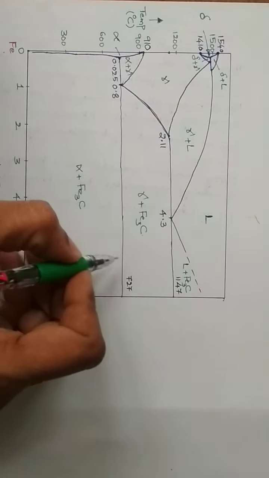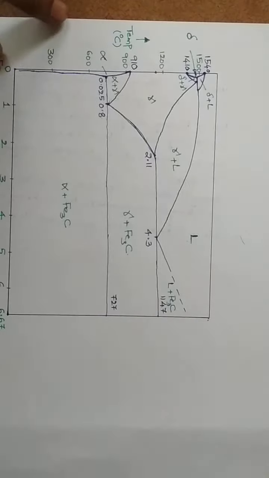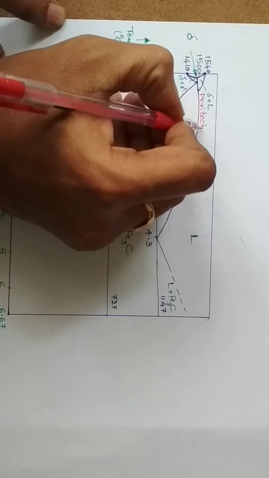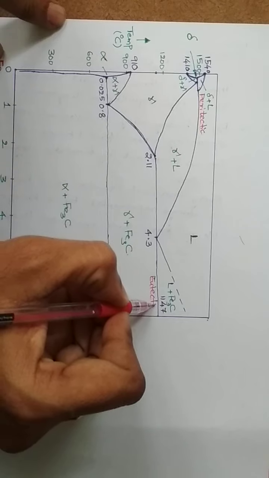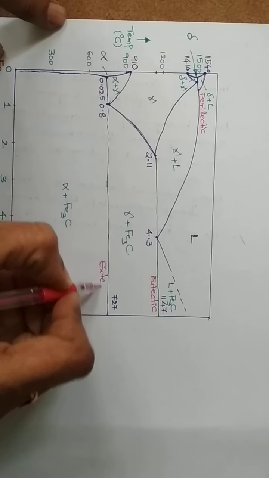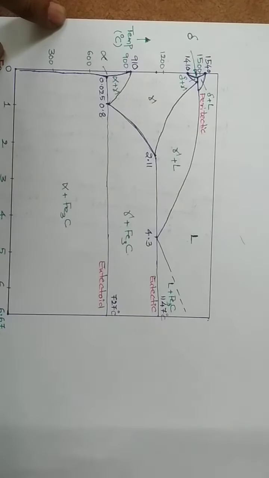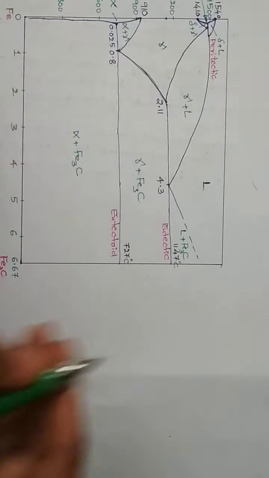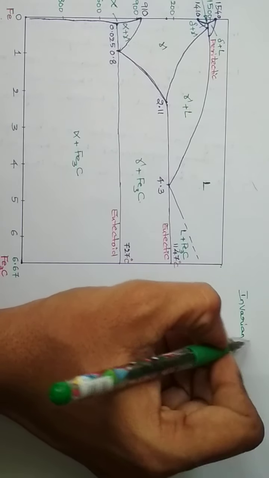Okay, so at 1494 we have peritectic reaction. At 1147 we have eutectic reaction, and at 727 we have eutectoid reaction. Okay, so what are the invariant reactions? Let us see the invariant reactions.